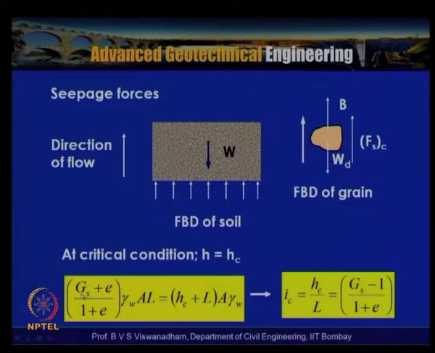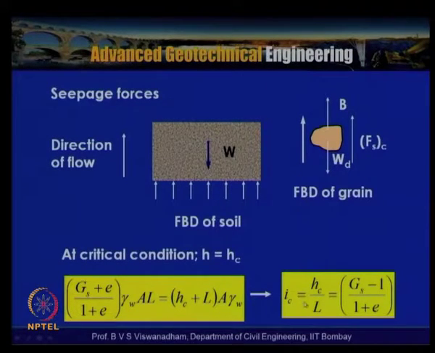So, it is nothing but (Gs plus e) by (1 plus e) into gamma w into A L. This is nothing but the saturated unit weight acting over area A and length of the sample L, that is the weight, and based on the pressure here, (Hc plus L) into A into gamma w, which is nothing but the upward pressure acting at this point.